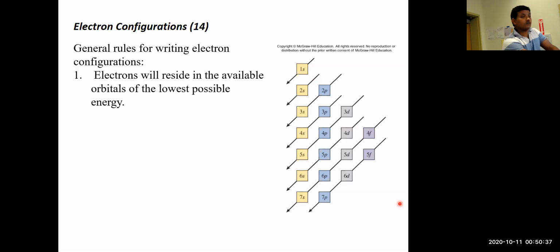Basically, you follow the arrows. The first rule of writing electronic configuration is you need to know that electrons will reside in the available orbitals of the lowest possible energy. How do you know which one is the lowest possible energy? If you write the chart by yourself like this, you can easily write 1s first, 2s and 2p, then 3 has 3, 4 has 4, 5 has another 4 boxes, 6 has 3, and 7 has p.